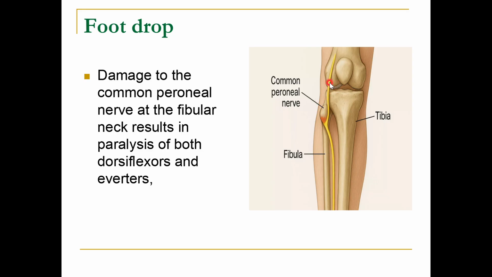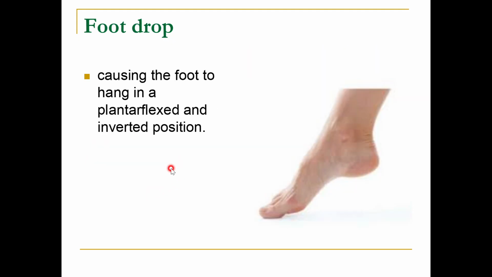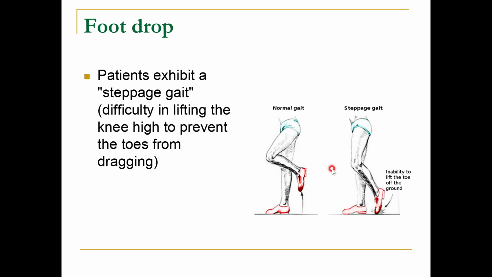Foot drop is a condition which is due to damage to the common peroneal nerve. The common peroneal nerve winds round the neck of the fibula, and if there is an injury to this, it results in paralysis of both dorsiflexors and everters. The common peroneal nerve gives rise to two branches, the superficial and the deep peroneal nerve. Superficial peroneal nerve supplies the everters, whereas the deep peroneal nerve supplies the dorsiflexors. This results in the foot hanging in the plantar flexed and inverted position.